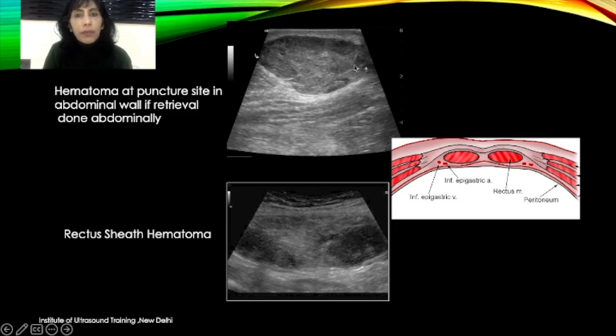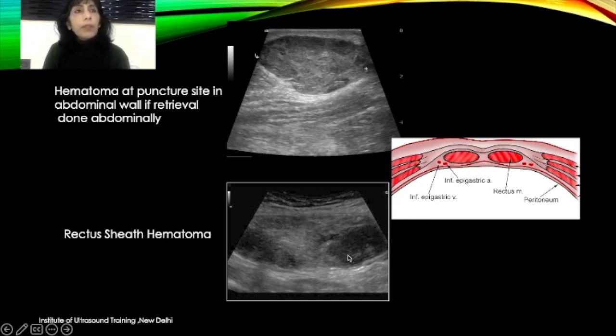Now, subcutaneous hematoma will obviously be above the rectus muscle, so you will see the rectus muscle very clearly. Rectus sheath hematoma may involve part of the rectus muscle, or may not, but there would be some portion of the rectus muscle which will be involved. In this case, you can very well see the rectus muscle is lying posterior to the hematoma. These would be more easily seen with the linear probe.